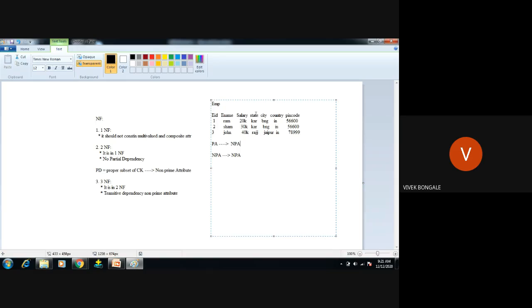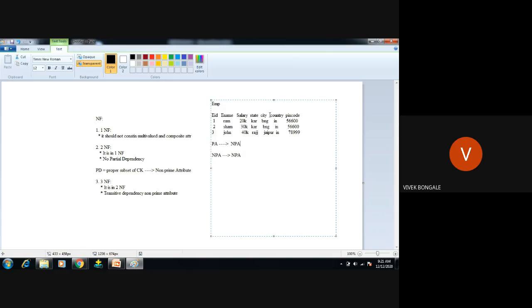If this type of dependency is found on the table, it means a transitive dependency on a non-prime attribute. I'm specifying that one: transitive dependency on a non-prime attribute. If the same transitive dependency is found on the prime attribute, that is valid. For example, employee ID determining salary, salary determining country, then employee ID determines country. This is valid because this transitive dependency is on the prime attribute, not on the non-prime attribute.